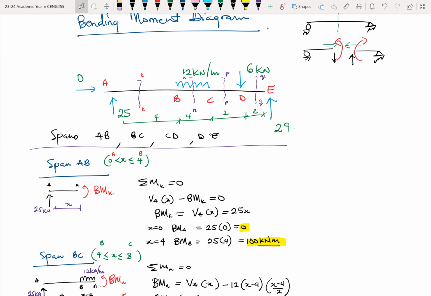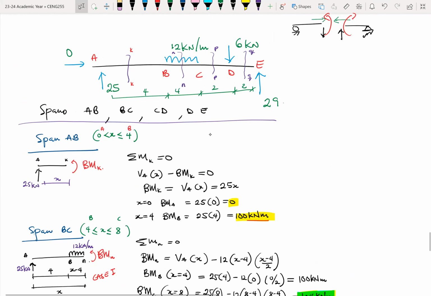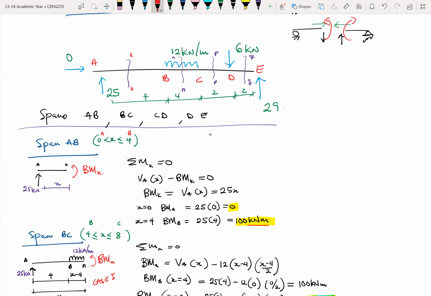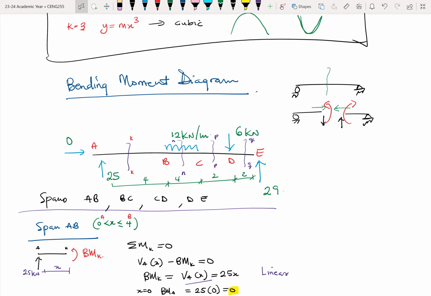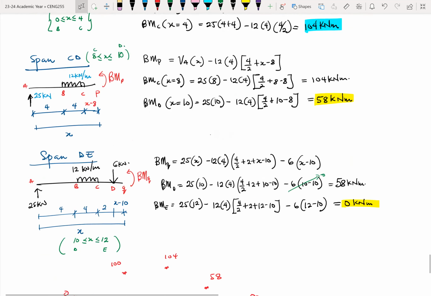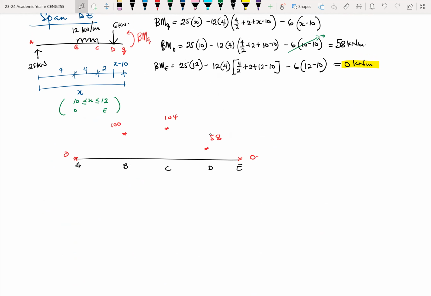Okay. So because there's no load between A and B, and looking at the equation, you'll see that this equation, VA times X, is a linear equation. Going back to this, Y is equal to MX is a linear equation, which means that between the points A and B, you will have a straight line. Okay. So between A and B, I will have a straight line.